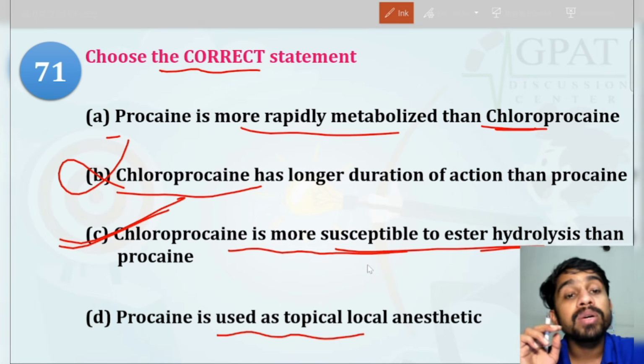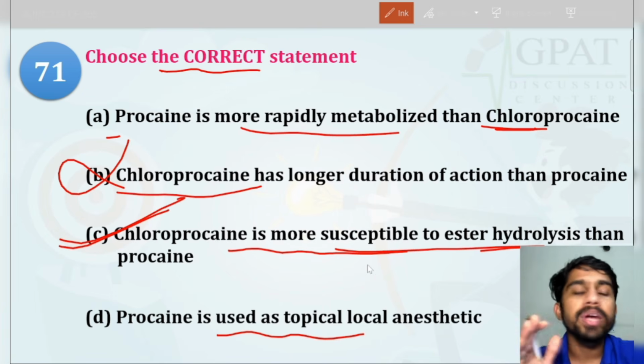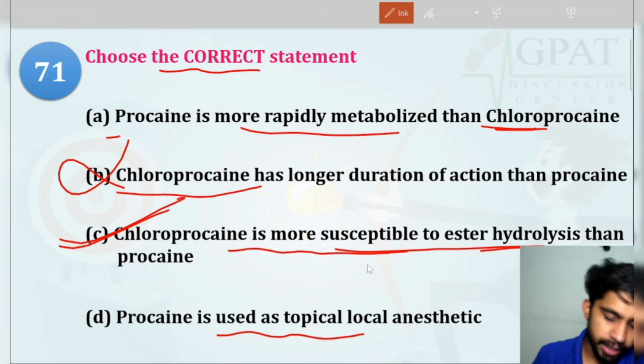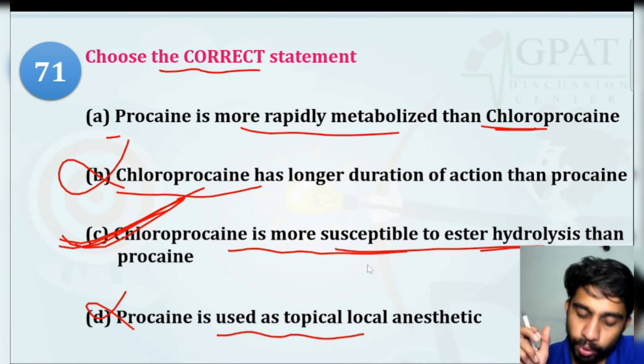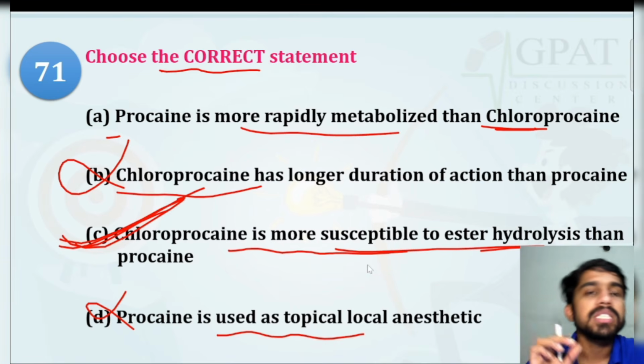Okay, so the correct answer. Procaine is not generally used as a topical anesthetic. It is poorly absorbed through the mucous membrane. So that is also wrong. So the correct answer for this question will be option C, that is chlorprocaine is more susceptible to ester hydrolysis than procaine.